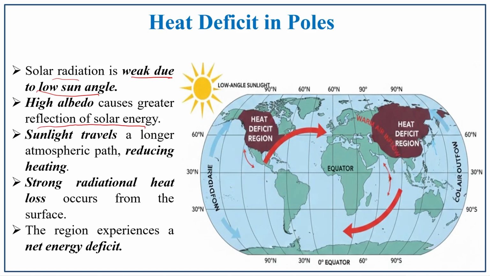The sunlight which travels a longer path meantime heats a larger area. So, because of that the heating process is reduced. Strong radiational heat losses occur from the surface. There will be a strong radiational heat loss. So, this region experiences, and this is the most important point here, a net energy deficit. So, poles deficit, tropics surplus.